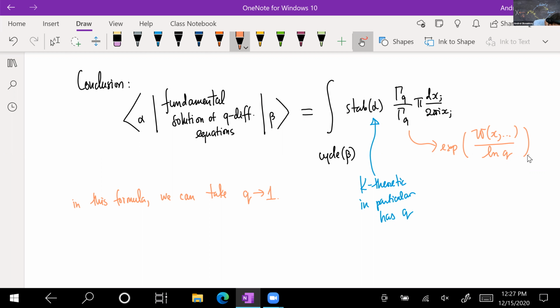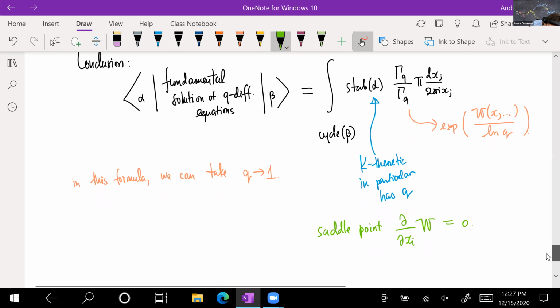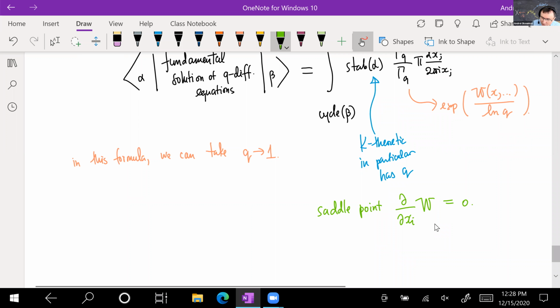And so then what was the conclusion? The conclusion is that the saddle point in this integral is where the derivatives in x, partial d x i of the function W, equal 0. And this is where the integral will sit.